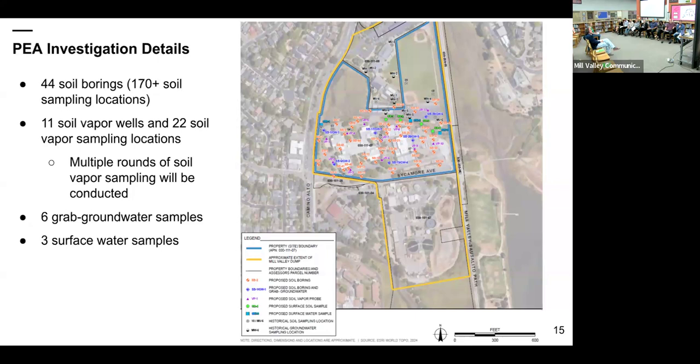We'll grab groundwater samples and surface water samples from the creek that flows across the northern portion of the site. So it's a pretty extensive amount of sampling that we'll be doing to fully characterize the site. Next slide, please.